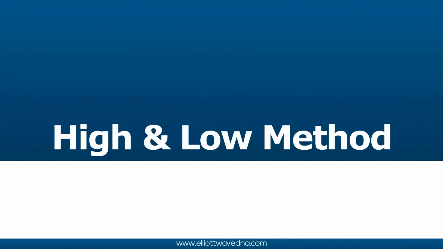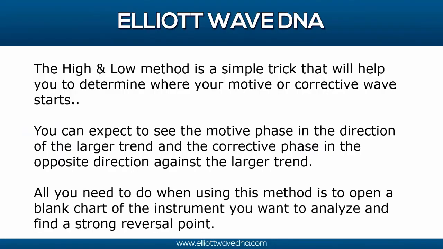High and low method. The high and low method is a simple trick that will help you to determine where your motive or corrective wave starts. You can expect to see the motive phase in the direction of the larger trend and the corrective phase in the opposite direction against the larger trend.